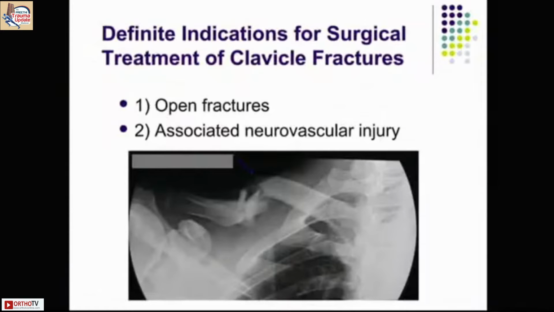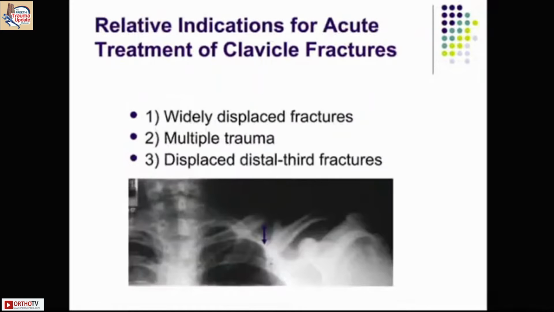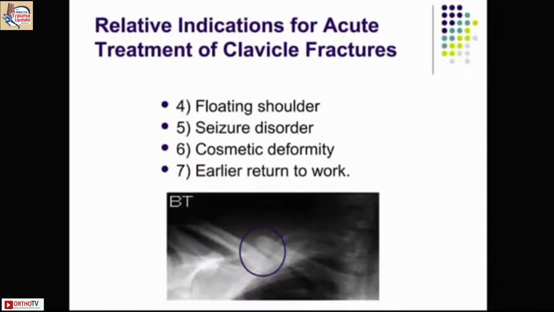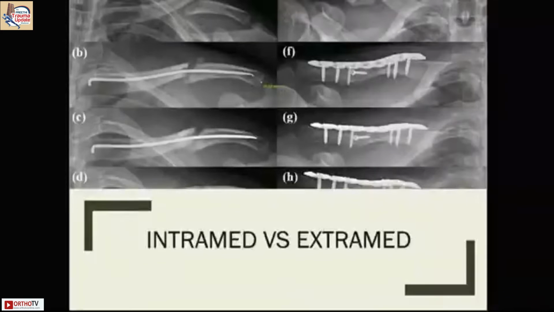So with this, I think we would say that the absolute indications for surgical treatment of clavicle fracture are an open fracture, or a neurovascular compromise. All these patients have to be treated with surgery. All other things are relative indications: a widely displaced fracture, multiple trauma, distal third fractures, floating shoulder, cosmetic deformity, and early return to activity. All these are relative indications of surgical management.